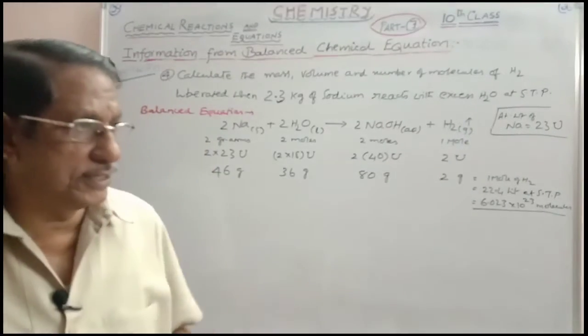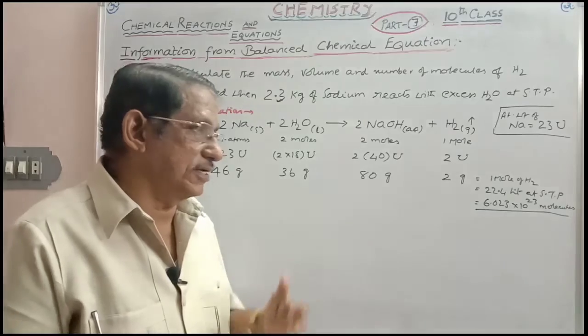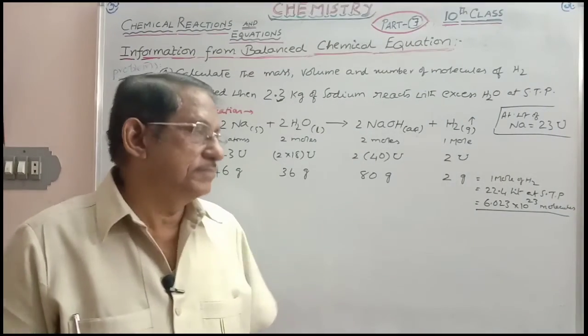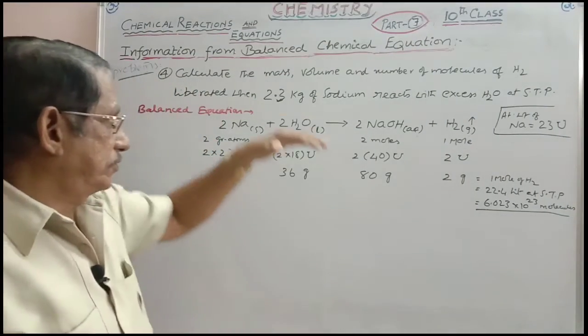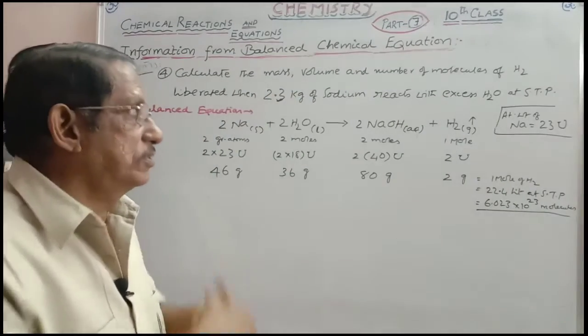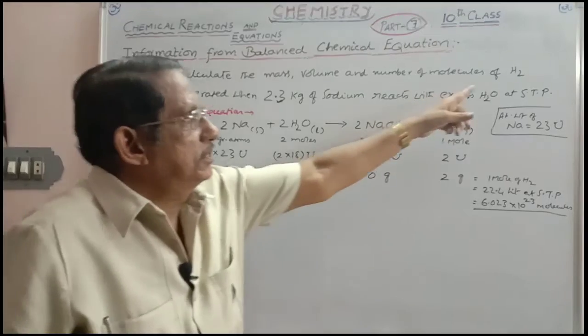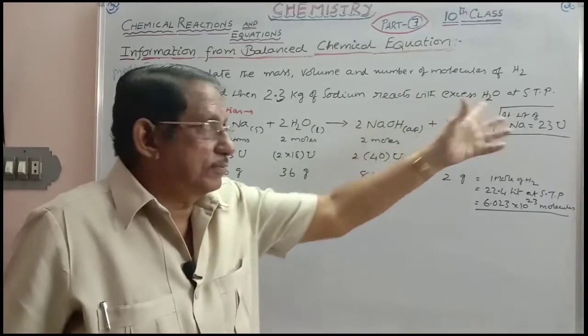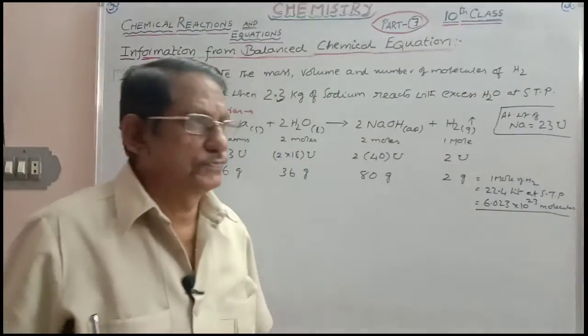Here you need not give importance to water because it is already taken in excess, more than needed. For 2.3 kgs, how much water is needed for complete reaction? More than that it is taken. So the complete hydrogen gas will be obtained based on this weight.